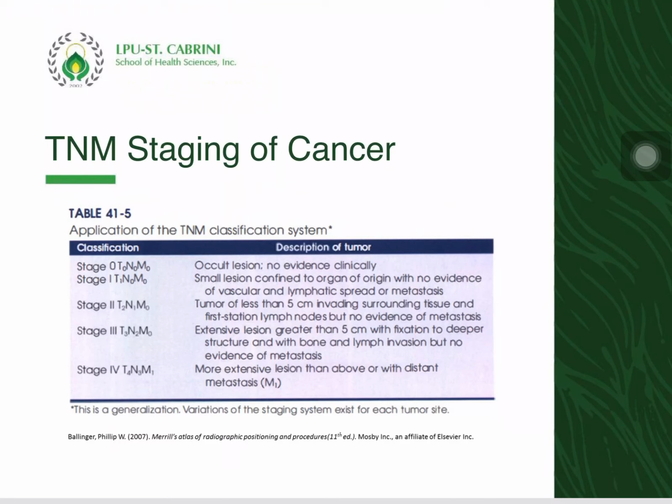While on stage 4, there will be a more extensive lesion than above. Ibig sabihin, mas lumaki pa siya sa kung anong size meron sa stage 3. So for example, sa stage 3, nakita nila that the tumor is like 8 centimeter in diameter. So for stage 4, it could be greater than 8 centimeter. And makikita na nila na nagmetastasize na yung cancer cells. So that is the application of the TNM classification system.